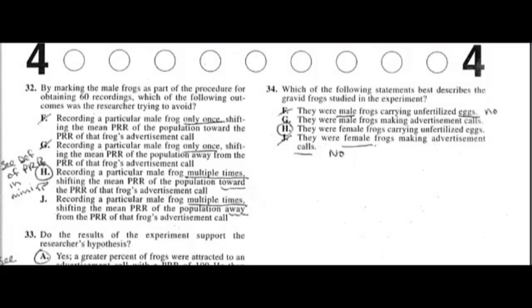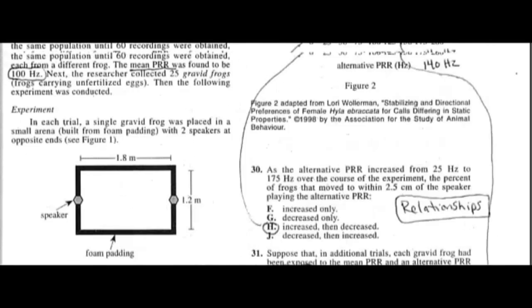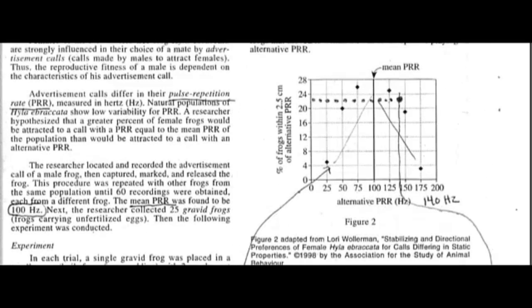Test 69A, Science Practice Problem number 32. Number 32 is one of the more challenging, more difficult problems to explain, so bear with me here. Problem 32 states, by marking the frogs as part of the procedure obtained in the 60 recordings, which of the following outcomes was the researcher trying to avoid? First things first, this is part of the experimental design and can be found in the first couple of paragraphs in the beginning. So let's go back up to the beginning.